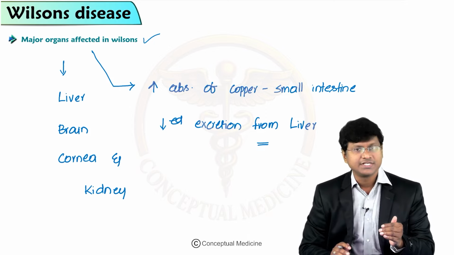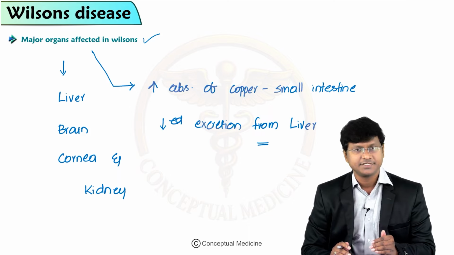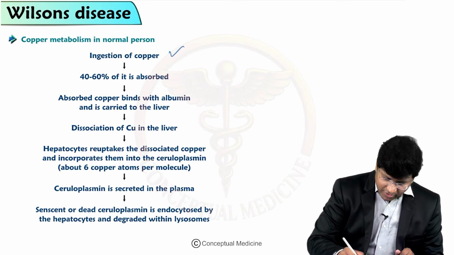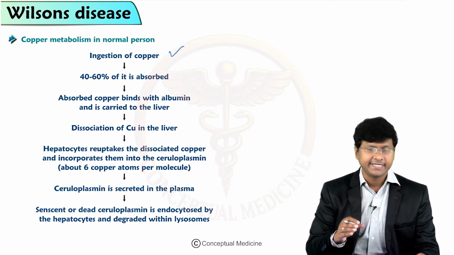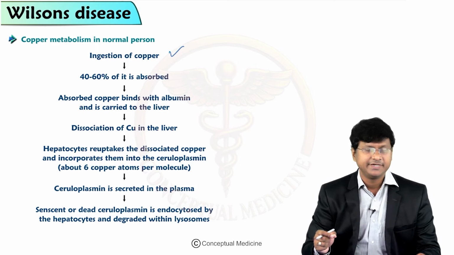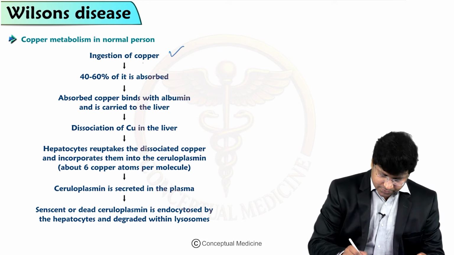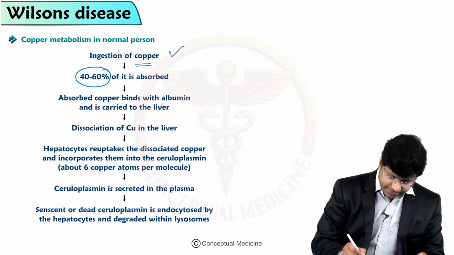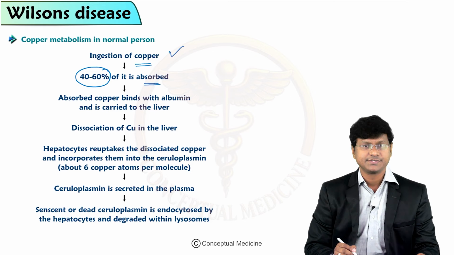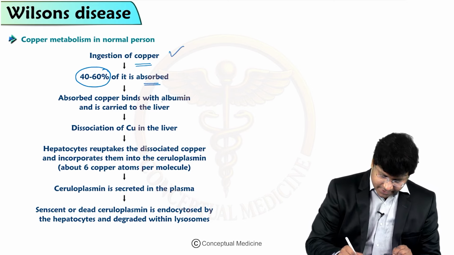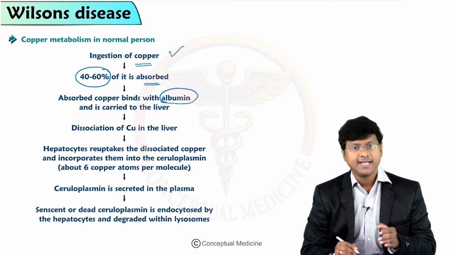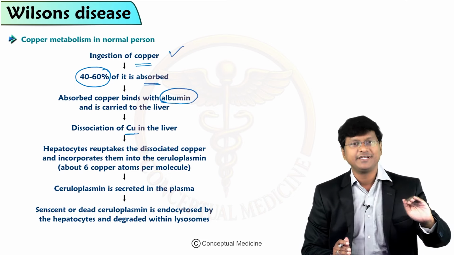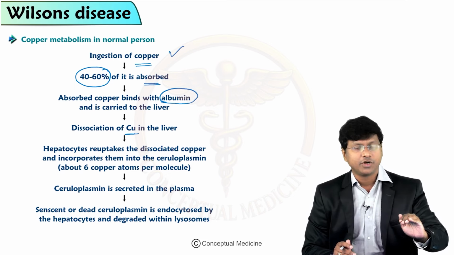Now let me tell you what the normal metabolism of copper is in a normal person and what exactly happens in Wilson's. Once the individual ingests copper, I will tell you the copper containing food substances in the treatment part, 40 to 60% of the copper is absorbed across the intestines. This absorbed copper binds with albumin and is carried to the liver, and within the liver there is dissociation of copper. That means the albumin gets separated.